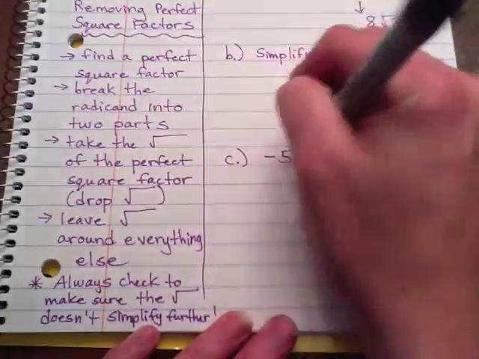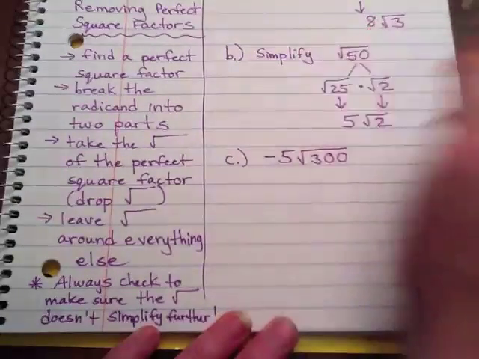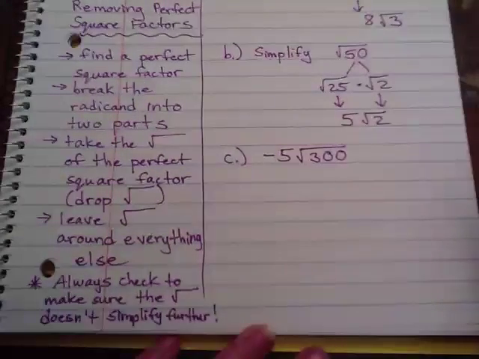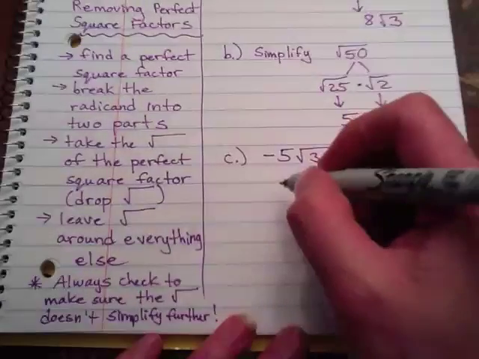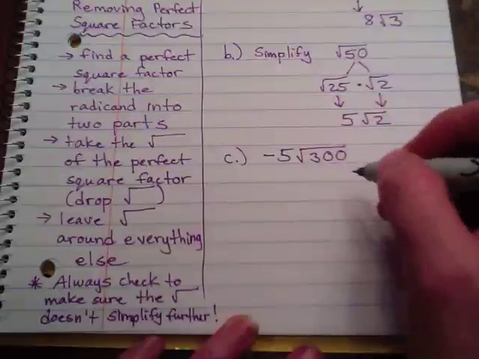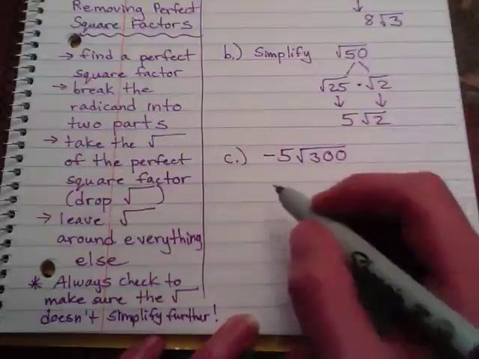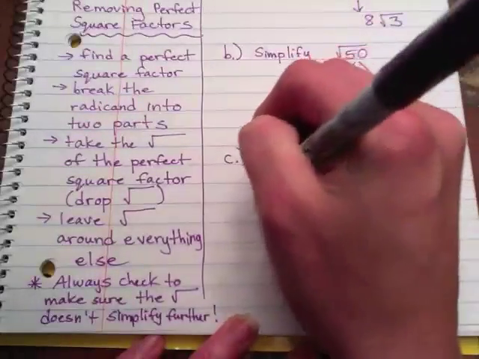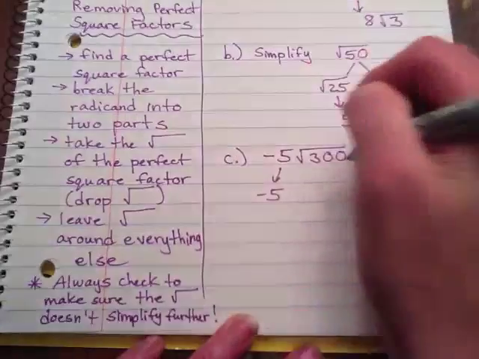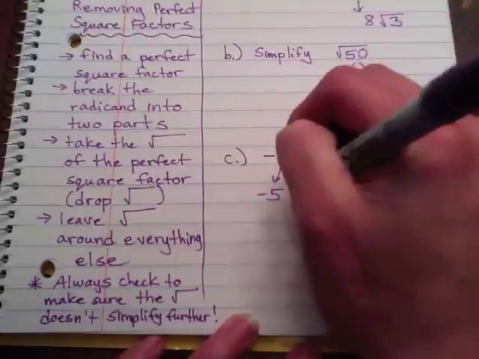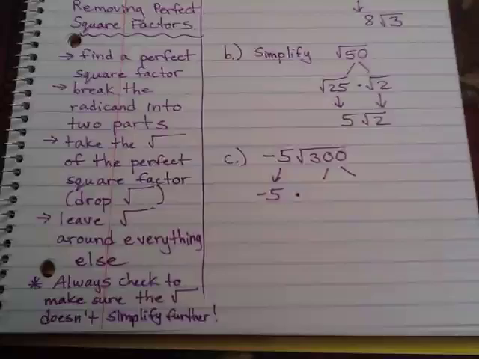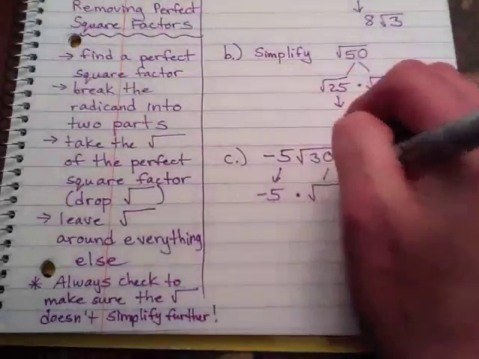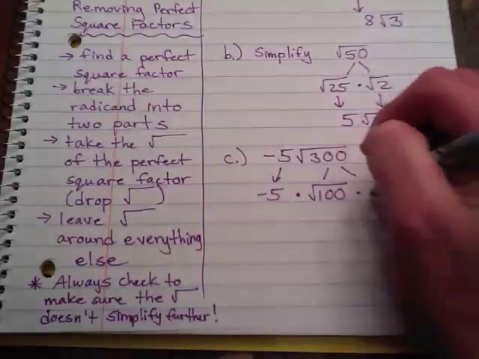Okay, negative 5 times the square root of 300. In this case, you already have an integer in front multiplying the square root of 300. So you're just going to bring that integer down with everything as you break down the square root of 300, and it will combine with any other integers and multiply at the end. So bring down negative 5. Now you're looking for a perfect square factor that goes into 300. And that's 100 times the square root of 3.